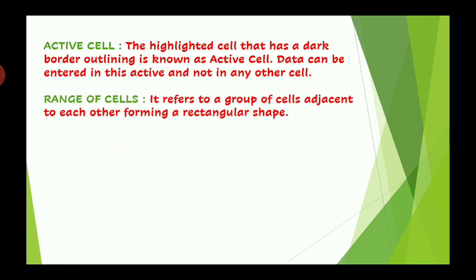Next is range of cells. It refers to a group of cells adjacent to each other forming a rectangular shape. So for example, if I choose from A1 to E5, when we select that A1 to E5, then it becomes a range of cells and it forms a rectangle in shape.